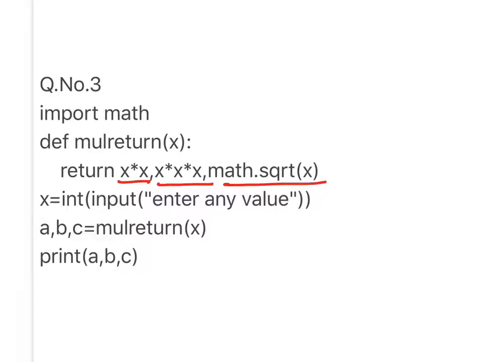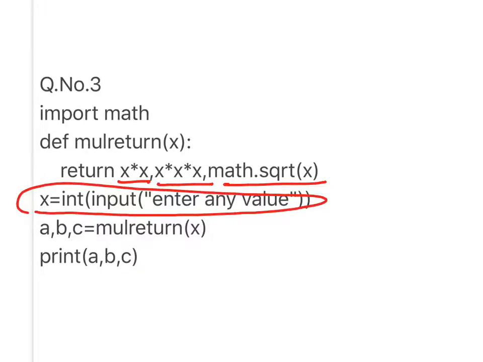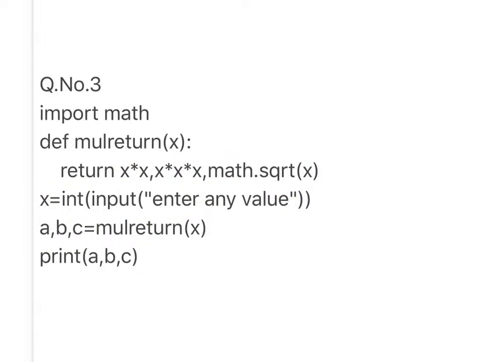So very simple. First you enter any value, and then, because we are returning 3 values from here, one square, another cube, and another square root, you take 3 variables here, A, B, C. Take 3 variables and then call this function.